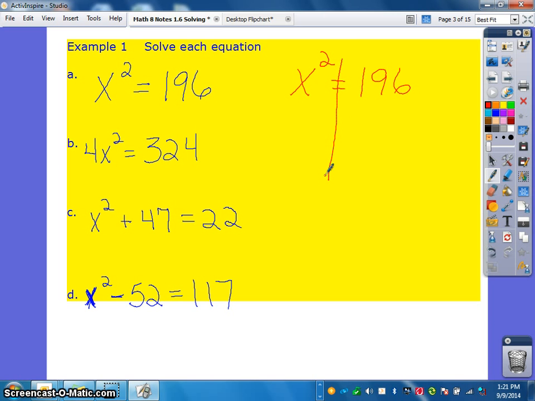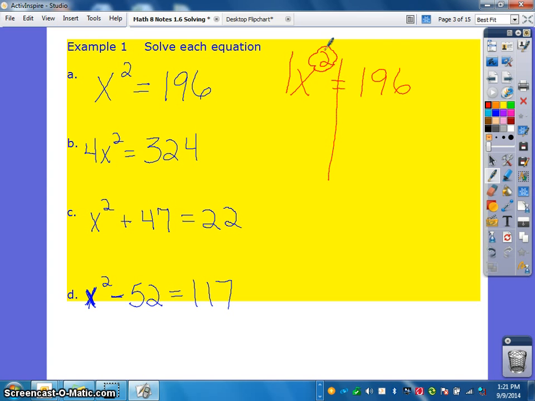Well, we have nothing to red rover. There's nothing like this. No plus 47 to move over. We have just an assumed 1 with the x, which we want, because we've got to get just the variable, or just x by itself. However, this is a squared. X squared. We still have to get x by itself.